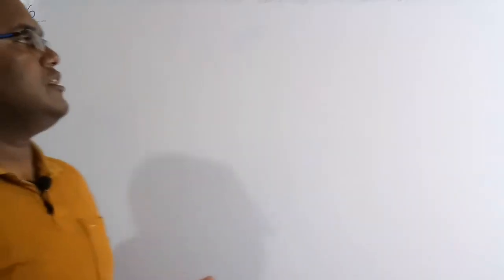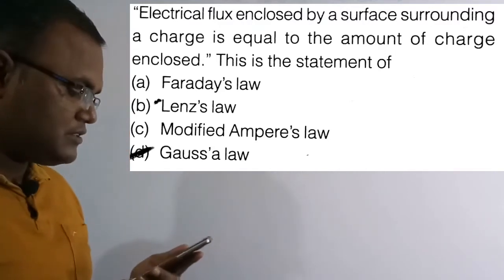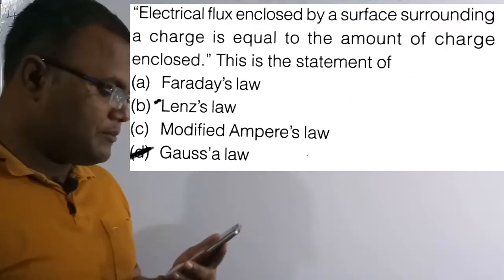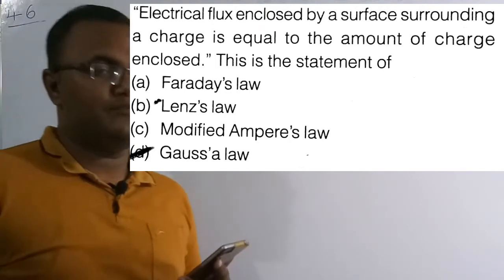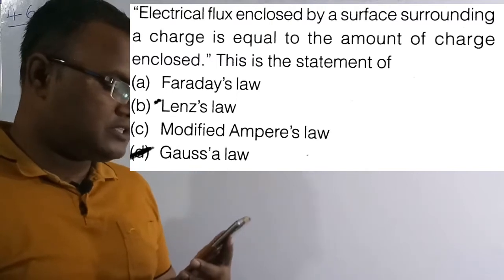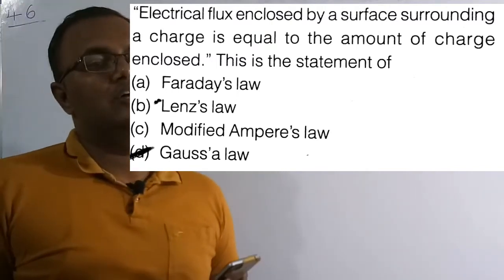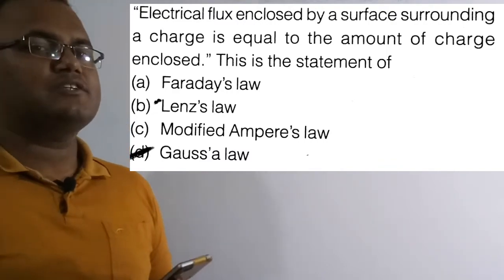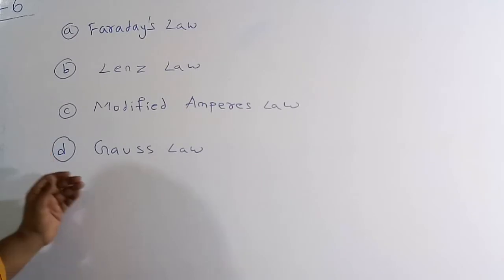So now we are going to solve the 46th question. See the question here. Electric flux enclosed by a surface surrounding a charge is equal to the amount of charge enclosed. This is the statement of. So listen carefully. The electric flux enclosed by a surface surrounding a charge is equal to the amount of charge enclosed. This is the statement of the Gauss law. So out of these four options, option D is the correct solution of this question. So now I will discuss all these four options in a very detailed manner.